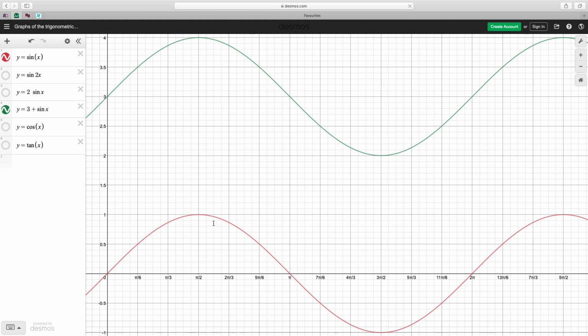The period hasn't changed. The range now is between 4 and 2, but it's still plus or minus 1. The range is 4 minus 2, right? But it's still plus 1 minus 1. The range hasn't changed. The only thing that has changed is you're moving your starting point from 0 up to 3. And that's what happens with A.